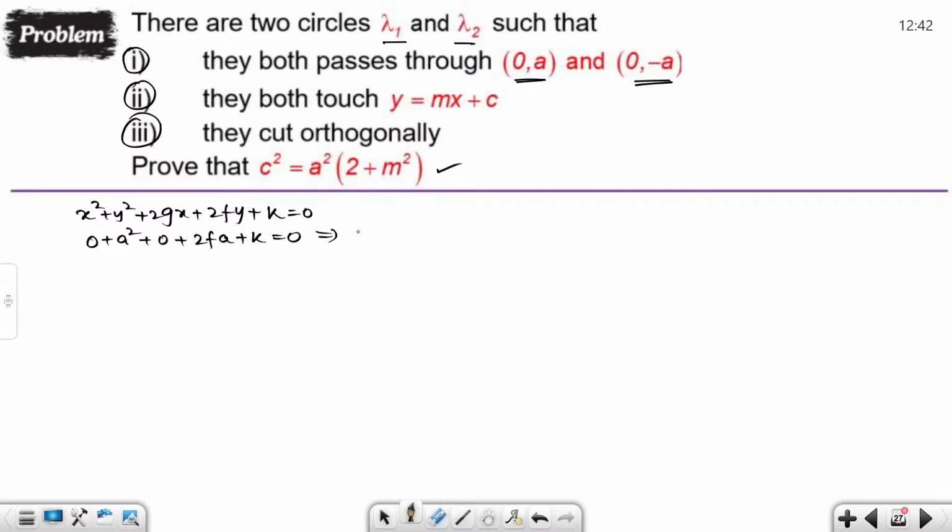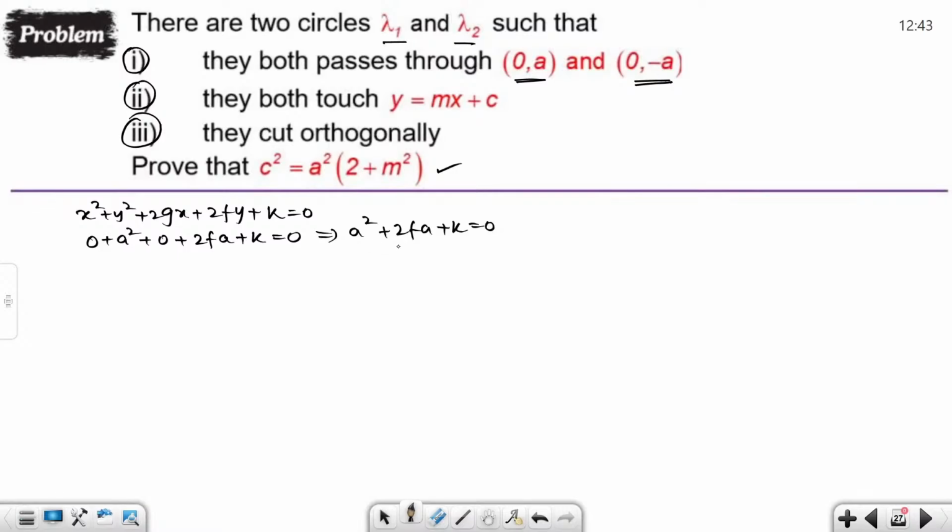So we are having... is it clear or not? Now if you consider two circles, you are going to have the same relation. When you put (0, a) in the second equation, you are going to have the same thing. Only thing is that in that case, I will take g1, f1, k1. And for the second circle, I will take g2, f2 and k2.